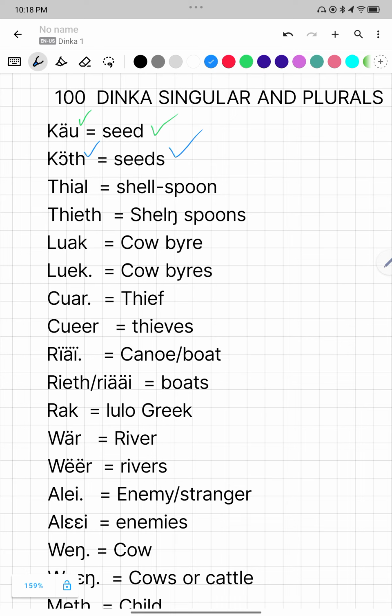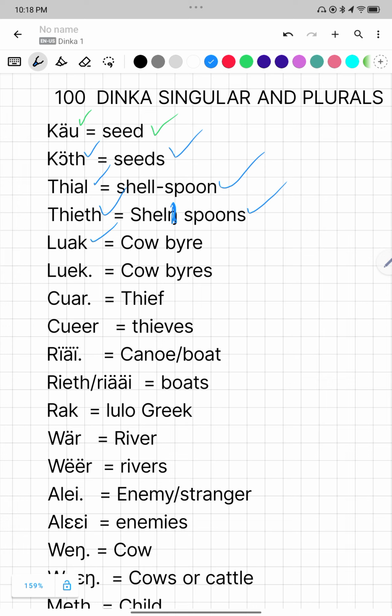Tial means shell spoon. Tiet means shell spoons. Shell spoons. Sorry for the error.